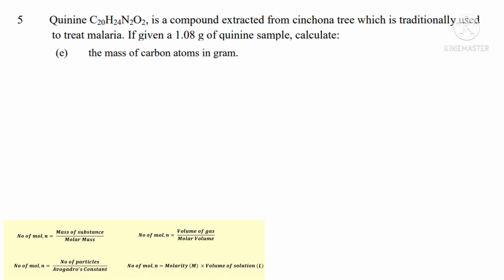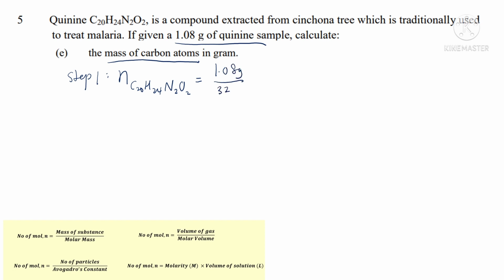Question number 5E also requires 3 steps to solve because we are being given quinine A and asked for carbon atoms B. So again, step number 1, we need to find the number of moles of quinine since we are being given the mass of quinine. Again, to find the moles of quinine, we use the formula mass divided by molar mass of quinine, to give us the moles of quinine, 3.333 times 10 to the power of negative 3 mole of quinine.